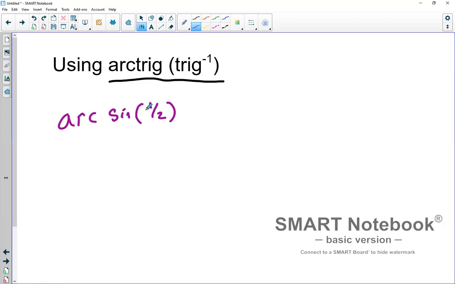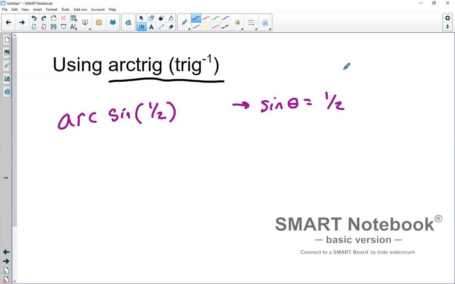So arcsine of a half. What results in a half when I plug in sine? Another way to think about it is, sine of what angle gives you a half? So arcsine of a half: sine of what theta gives you a half?